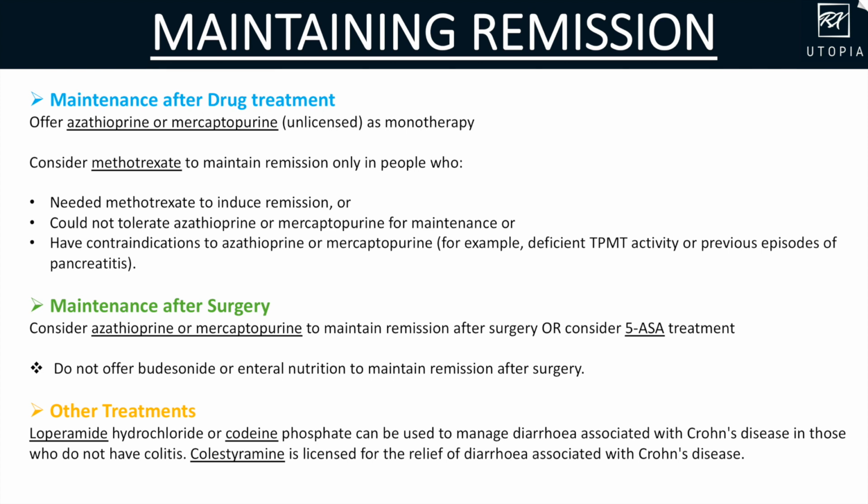Maintaining remission following surgery. Azathioprine or mercaptopurine as unlicensed indications can be considered to maintain remission after surgery in patients with adverse prognostic factors such as more than one resection, or previously complicated or debilitating disease, for example abscess, involvement of adjacent structures, fistulating or penetrating disease. Aminosalicylates can also be considered as an option, however budesonide or enteral nutrition should not be used.